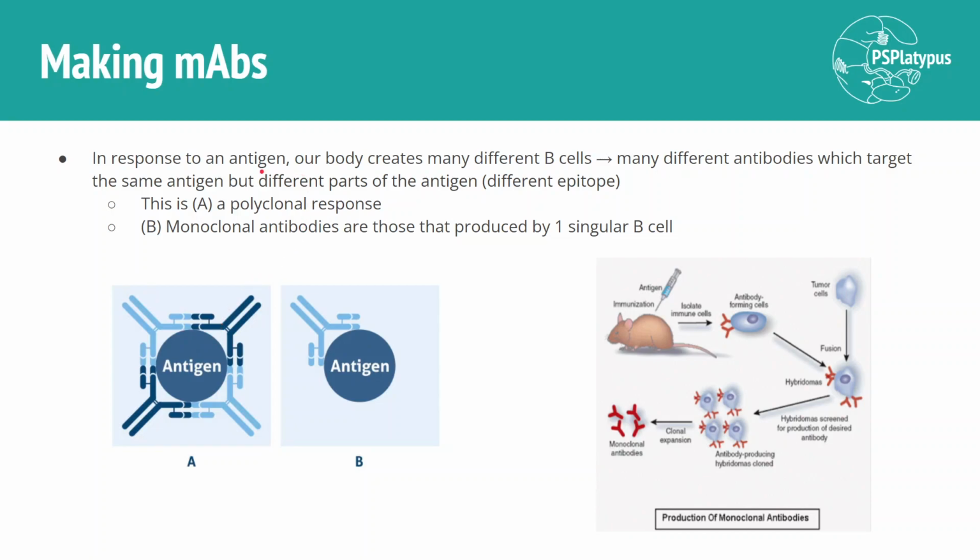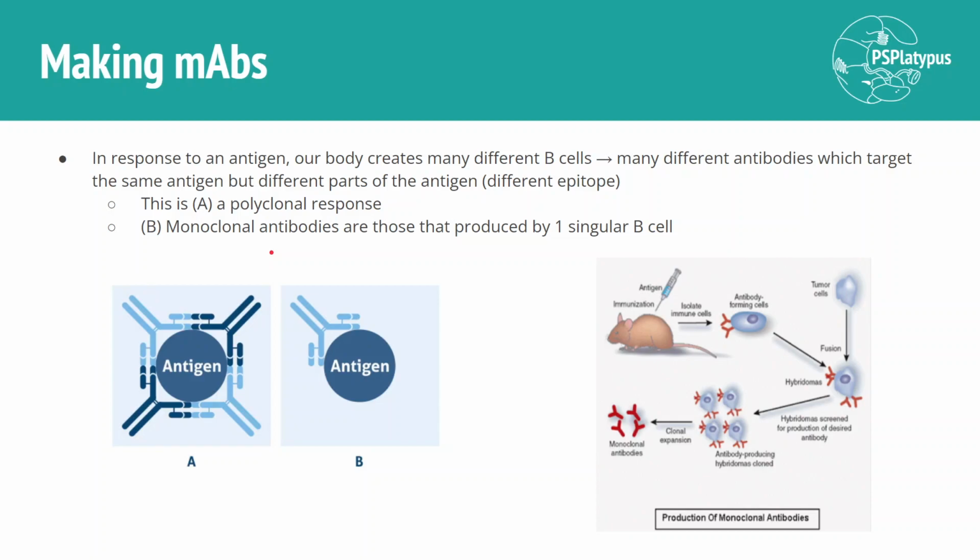Therefore, if you just have a normal antigen response, our body can create a lot of different B cells, which gives us a lot of different antibodies, but they target the same antigen. This is a polyclonal response because there are different antibodies being produced. A monoclonal response is for the same antigen, the same epitope, and it's only by one singular B cell.